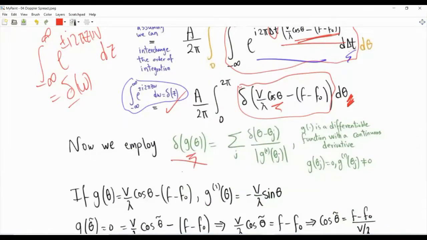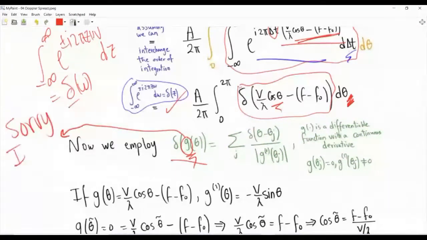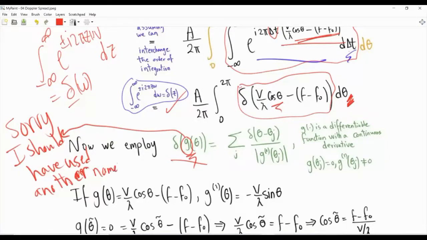That is the Dirac delta composed with a function g. I don't think it was smart to use g, because we are already using g to mean the channel gain. Sorry, I should have used another name. Let's call it psi. So delta of psi of theta.